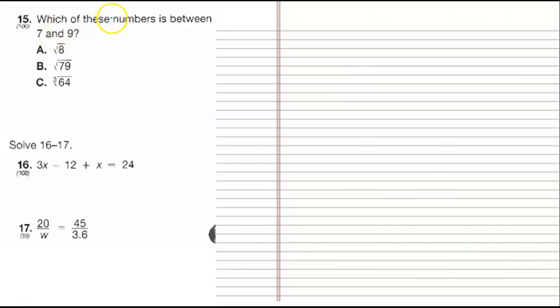Okay, which of these numbers is between 7 and 9? So this is 15. I know 7 squared is 49, 8 squared is 64, 9 squared is 81. I know that the cube root of 64 is equal to 4, so I know it's not C. And then 79 is between here and here. 79 is between 64 and 81. So I'm thinking it's this.